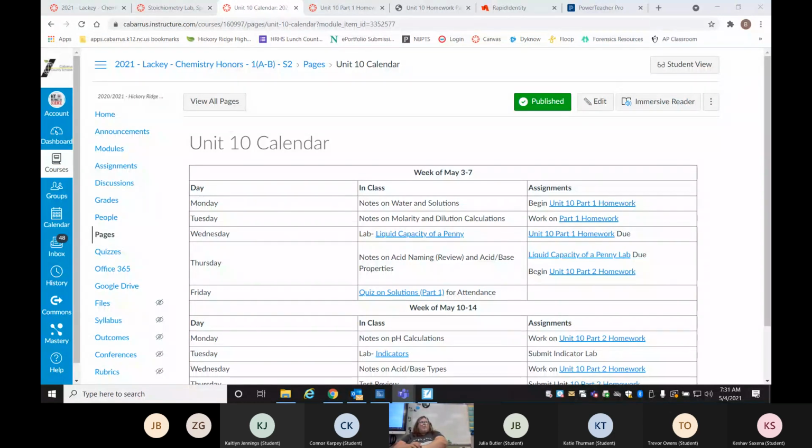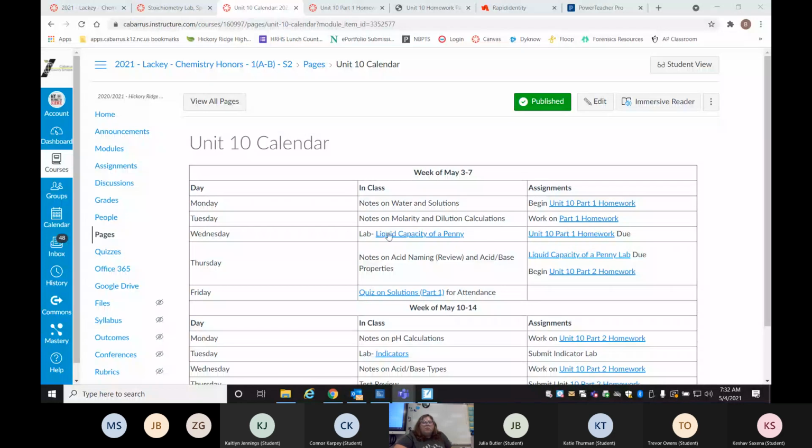Hey guys, good morning. Just to catch you up, today is Tuesday, so we're going to do the notes on molarity and dilution, finishing up the basic solution notes. After notes, you will have time to work on your part 1 homework that's due tomorrow. Ideally, you might be able to finish it during class today because it's 10 problems that deal with today, and then that's the end of the part 1 homework.